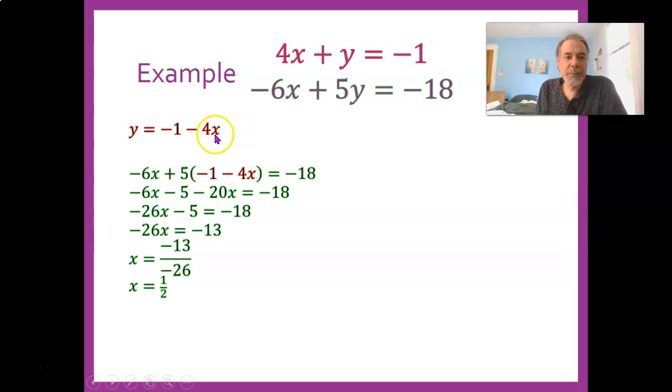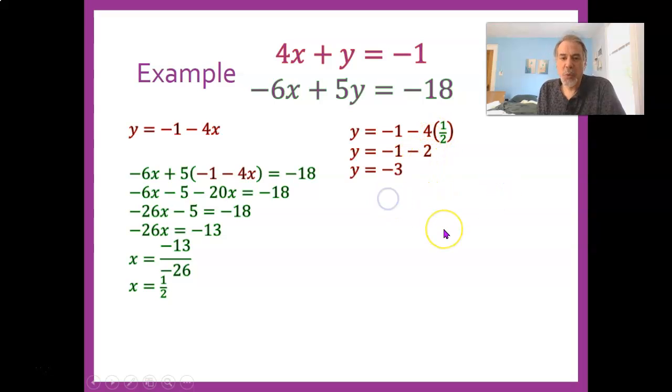And now we can take that number and put it in place of x here. y equals negative 1 minus 4 times 1/2. Well, let's see, half of 4 would be 2. So negative 1 minus 2 would be negative 3. We have our solution. x is 1/2 or 0.5 and y is negative 3. And that does work in both equations. Both equations are going to be true if you plug in 1/2 for x and negative 3 for y.